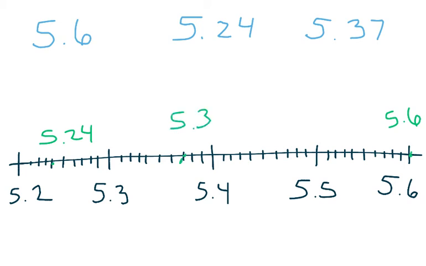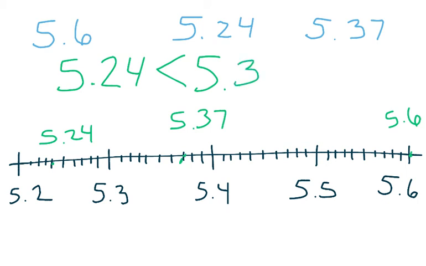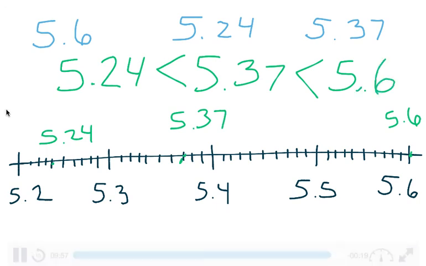5 and 37 hundredths. So now to order it least to greatest, I would write 5 and 24 hundredths is less than 5 and 37 hundredths, which is less than 5 and 6 tenths. And there you go. This is how you use a number line to order and compare decimals. Remember, find the place where they first start to change. Smallest, largest, equal distance in between. There you go.